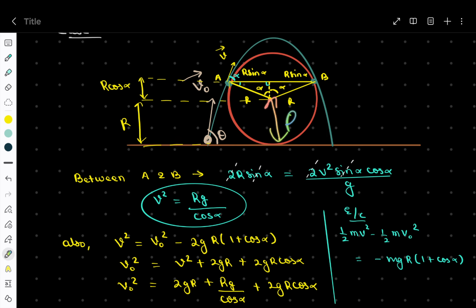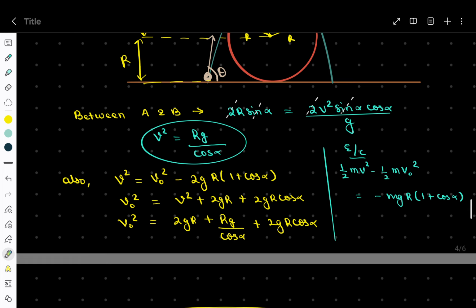This is r, and as this angle is alpha, this small height can be written as r cos alpha. Therefore this entire height will be equal to, taking r common, r(1 plus cos alpha), correct? So on solving this energy conservation equation, I am getting v square equal to v0 square minus 2gr(1 plus cos alpha), and therefore putting the value of v square from here, which is rg by cos alpha, I am getting v0 square equal to 2gr plus rg by cos alpha plus 2gr cos alpha, right?